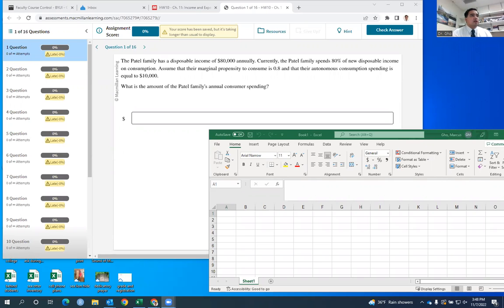The first one, the Patel family has a disposable income of 80,000. Patel spends 80% of new disposable income on consumption. That means their MPC is 80%. Their autonomous consumption spending is equal to $10,000. So you'll recall that the formula for consumption is C equals A plus MPC times disposable income.